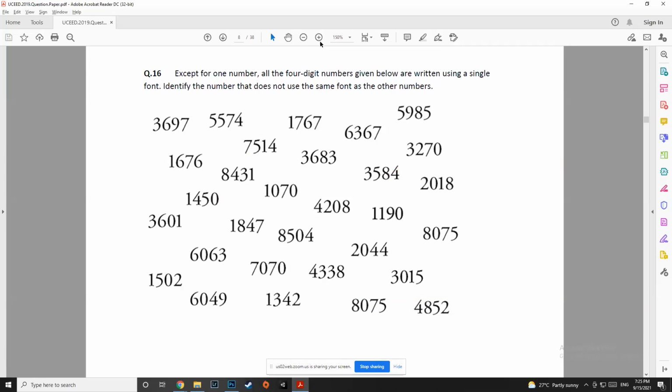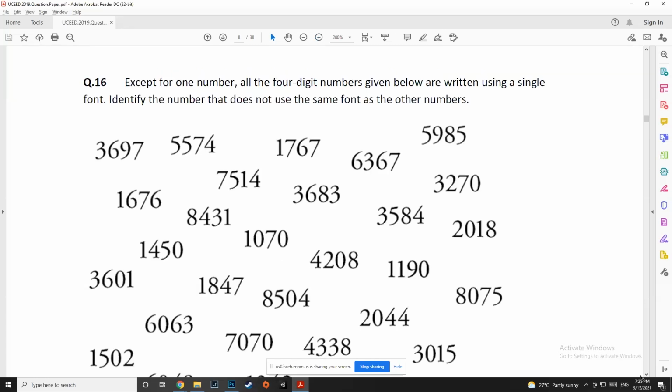Except for one number, all four digit numbers given below are written using a single font. Now this sort of a question comes from font recognition, right? So one of these 4-digit numbers is not using a similar font. Which one is it? And why? I won't accept answers without reason. I need a reason along with it. You tell me, sir, this is the answer, and why is it the answer? What I'll do is I'll just zoom it a bit more for you all.